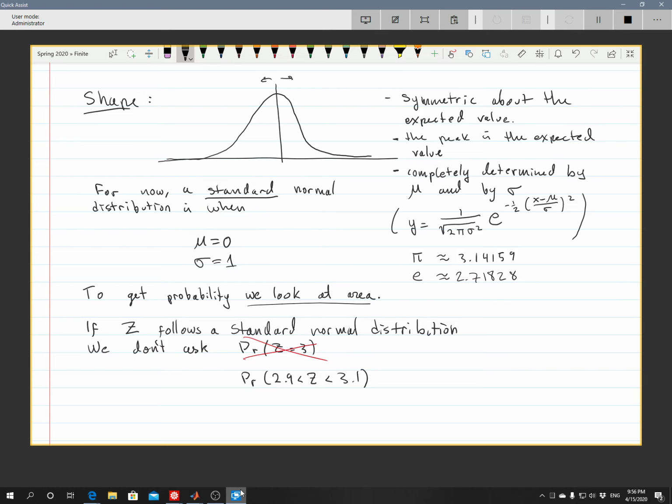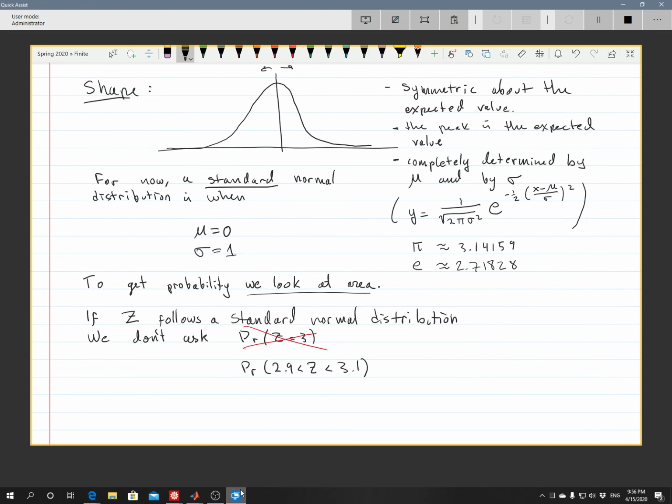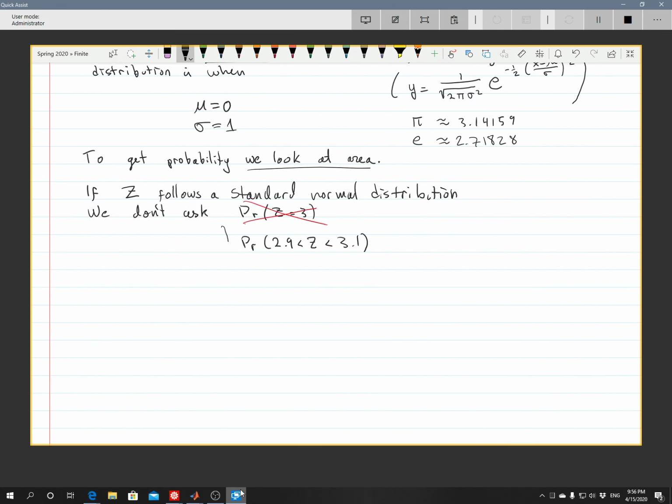So instead, we ask about ranges. And that's really the key difference between a discrete random variable and this thing, which follows a smooth curve, is that the questions we ask are the probability of ranges. And that's the area that we look at.